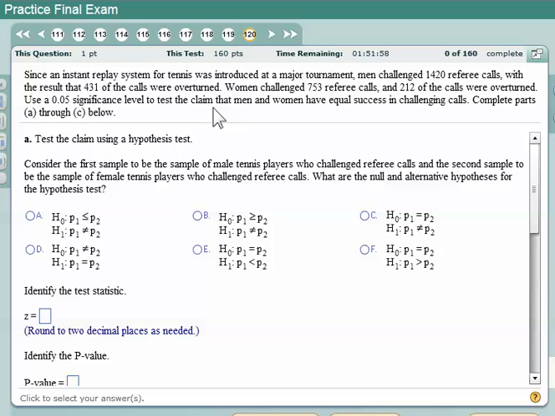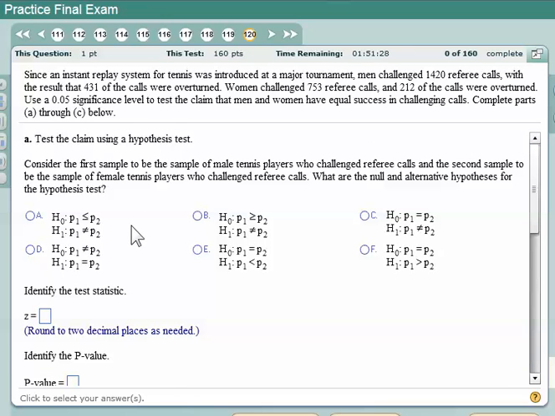Anyway, going on, women challenged 753 referee calls, and 212 of the calls were overturned. Use a 5% significance level to test the claim that men and women have equal success in challenging calls. Complete parts A through C. And then I thought there were more than that. Nope, that's it, A through C.